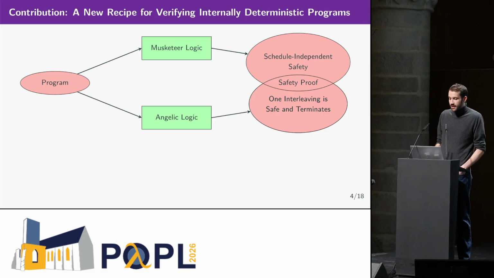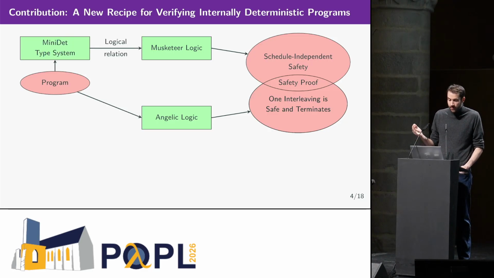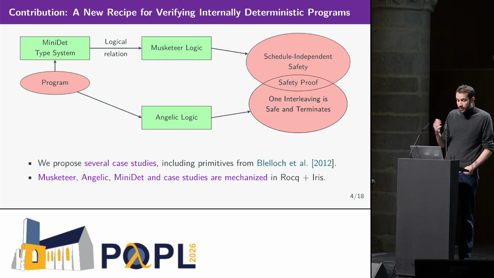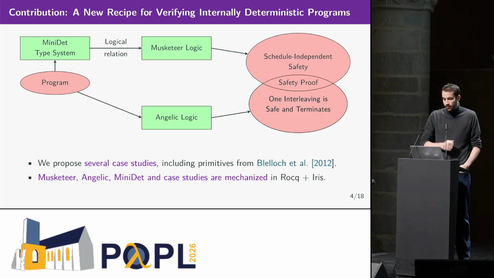Then the question, of course, is: wait, are you suggesting that we do two manual proofs instead of one? And of course, the answer is no, because we prove that you can verify schedule-independent safety with a type system. We also propose several case studies, including primitives from this article from Blelloch et al. Musketeer, Angelic, Mini-Dead, this type system, and the case studies are mechanized in the Rocq prover on top of the Iris framework. So here I will first present Musketeer and then present Angelic.